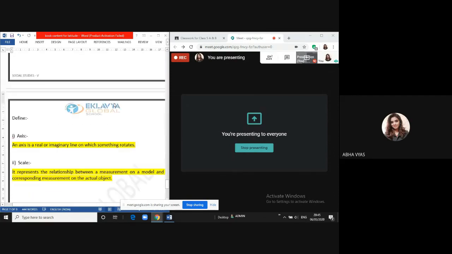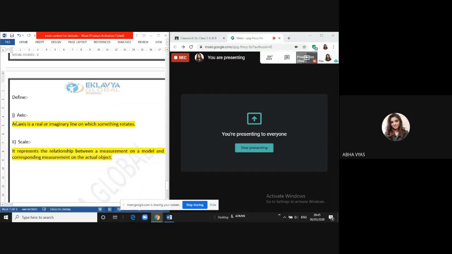And the last one is define two things. The one is axis. What do you mean by axis? An axis is a real or imaginary line on which something rotates. And what do you mean by scale? It represents the relationship between a measurement on a model and the corresponding measurement on the actual object.